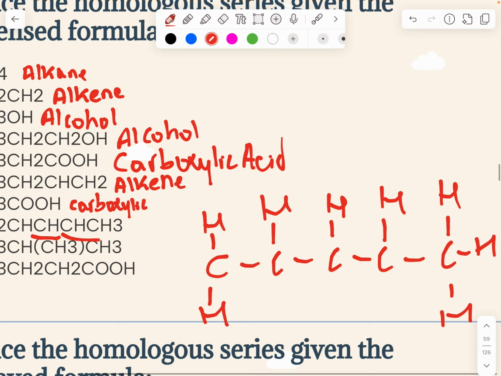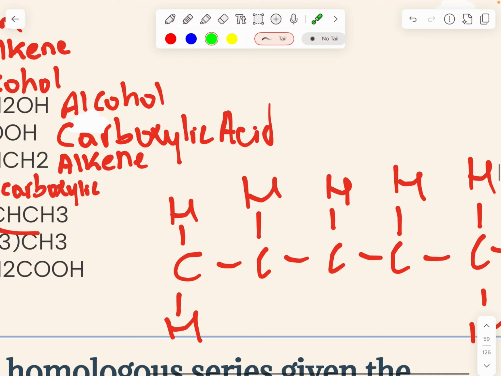So let us see which carbons would get double bonds. The first carbon has 1, 2, 3 bonds. We cannot put anything on the left because there are no other atoms on the left. So I'm going to put a double bond right here. Now the second carbon has 1, 2, 3, 4, so that is complete right there.